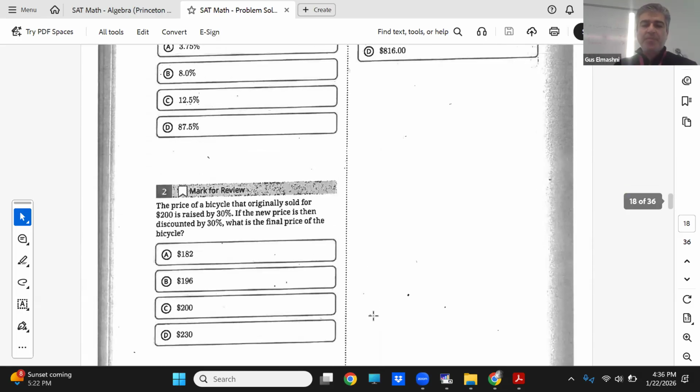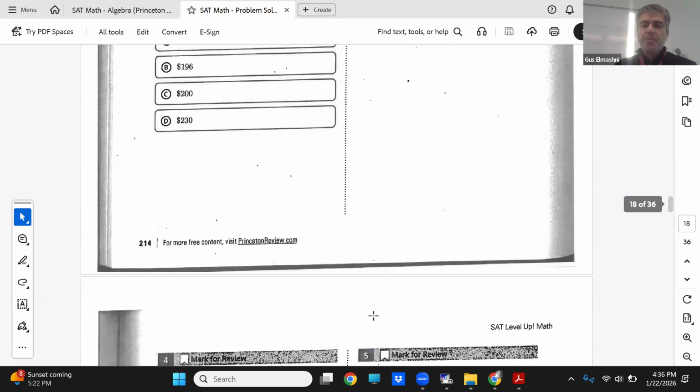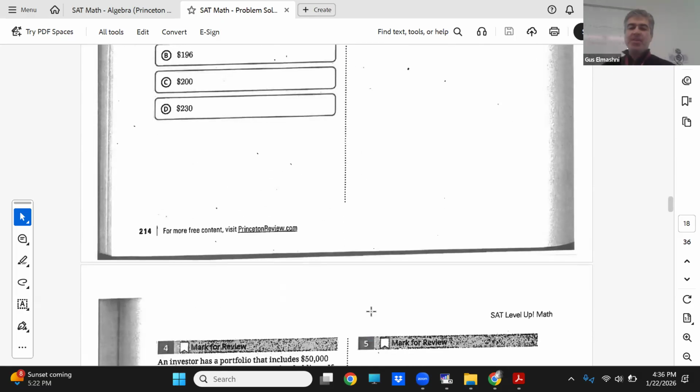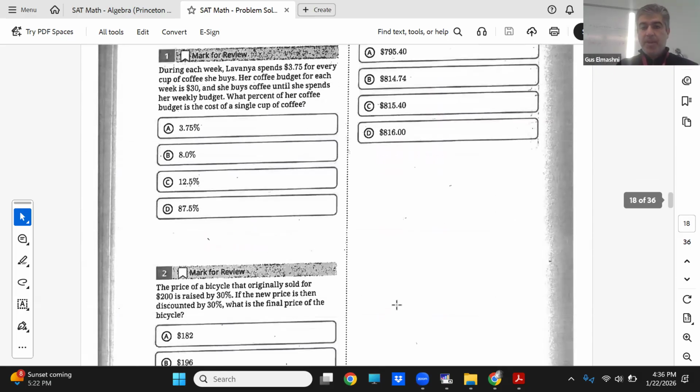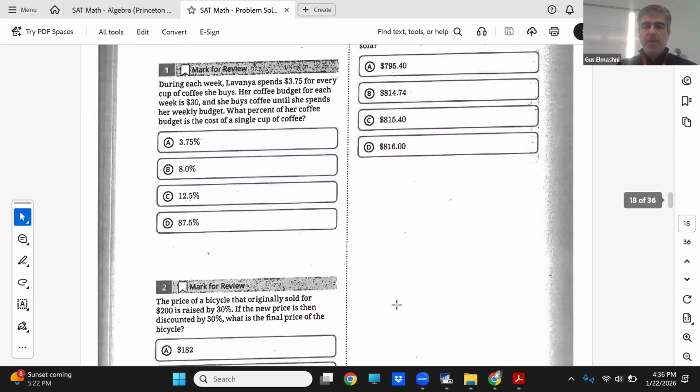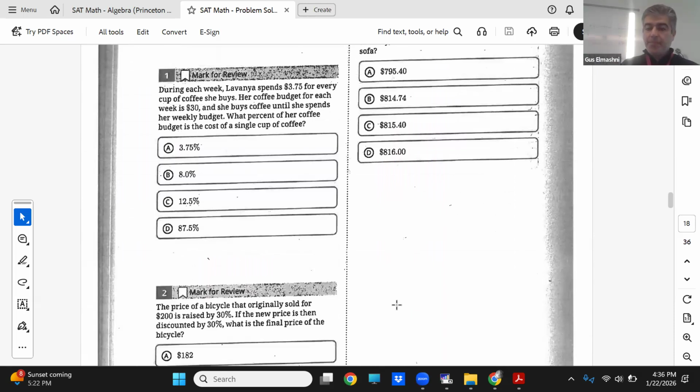All right. Hey, we need to keep moving. Let's keep moving. Let's go to page 214. More on percentages. A little more challenging. I'll do 1. Let me have you guys try 2 and 3.